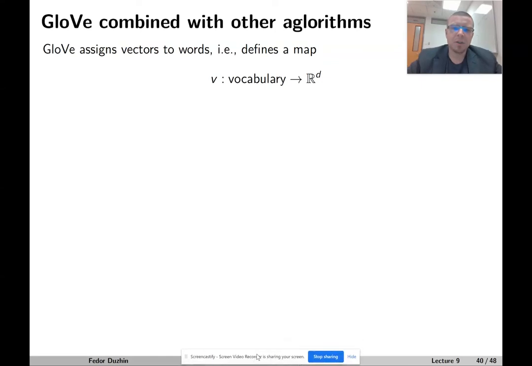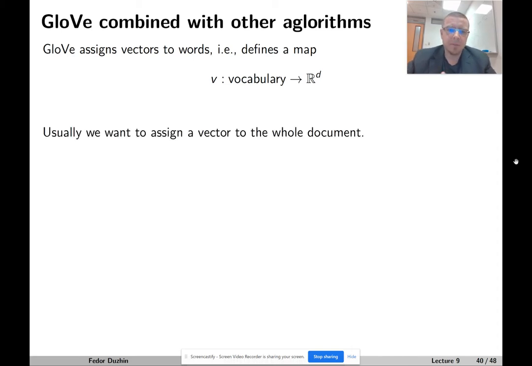And finally, I'm going to say a few words about how GloVe can be combined with other algorithms. So GloVe assigns vectors to words, right? So it defines a map from the vocabulary to the d-dimensional vector space over the real numbers. And usually, if you have documents, then we want to assign a vector to the whole document.